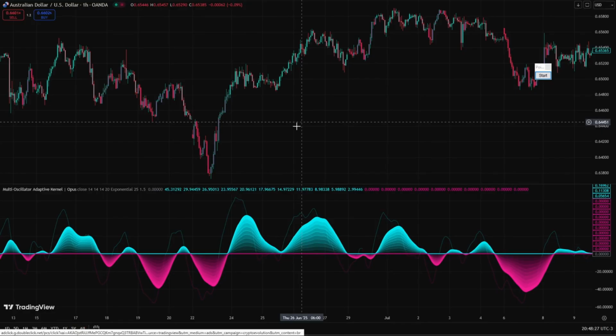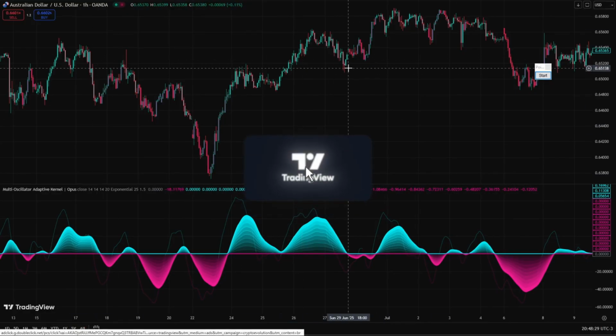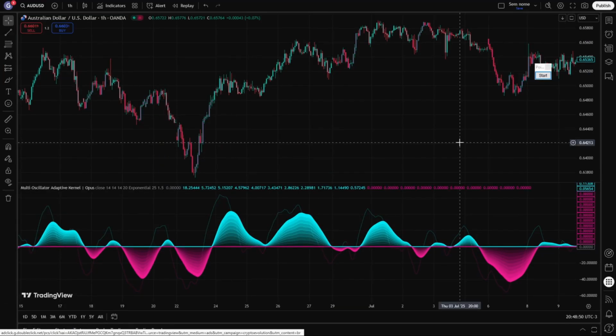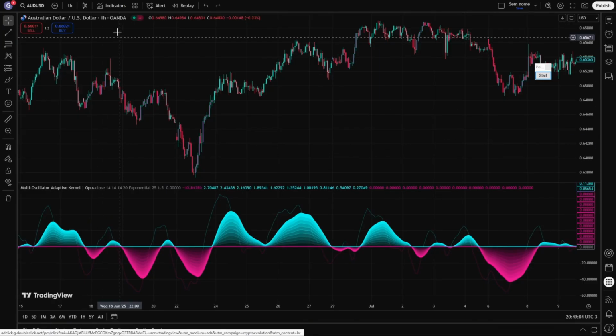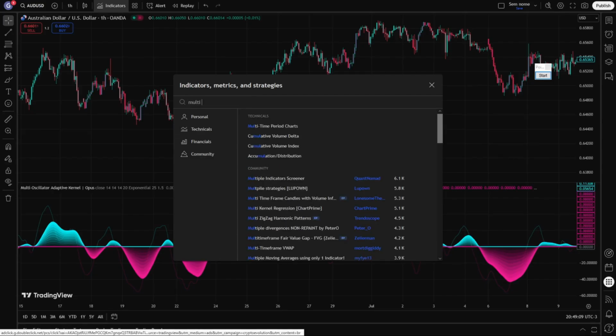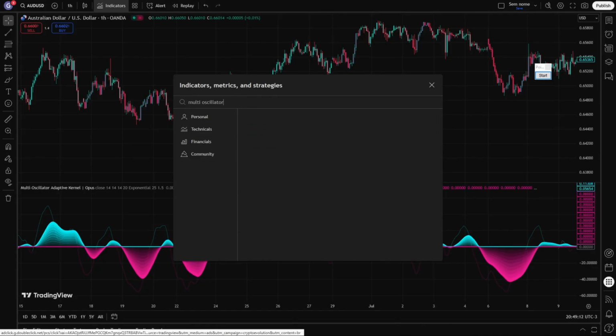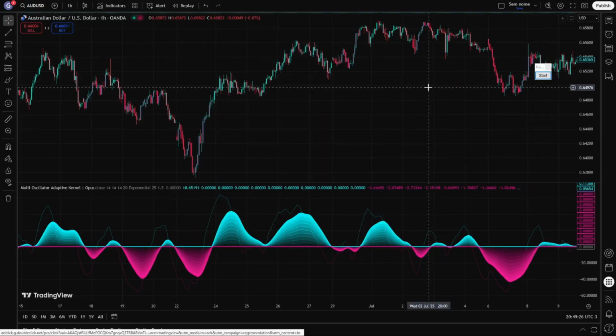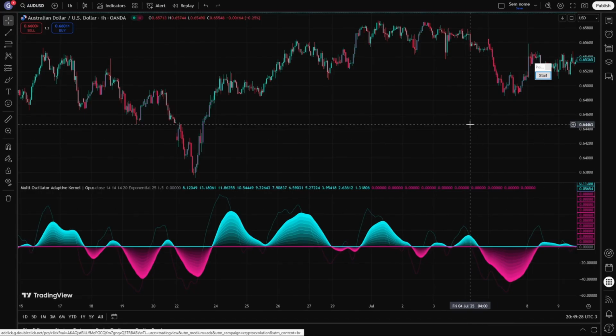Let's get straight to the point. The first thing you're going to do is open TradingView, the platform we'll be using. I've chosen the Australian dollar to US dollar chart here. It works on any time frame, starting from 15 minutes. I'm using the 1 hour time frame. You're going to click on indicators and search for the term MULTI OSCILLATOR ADAPTIVE KERNEL. And it's exactly this one that appears. Just click on it, and that's it. It'll show up on your chart.